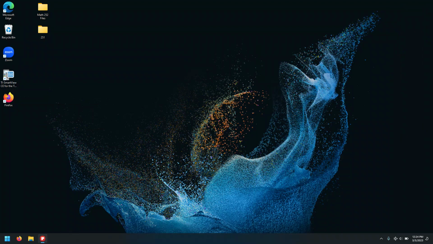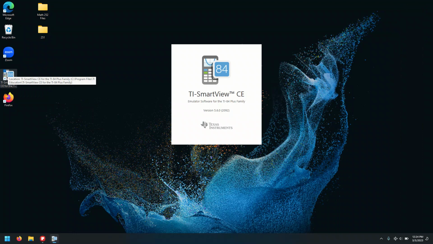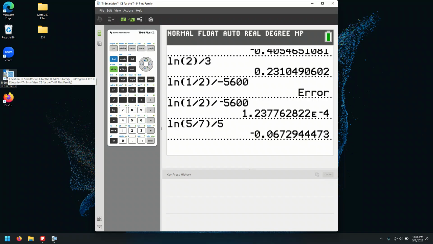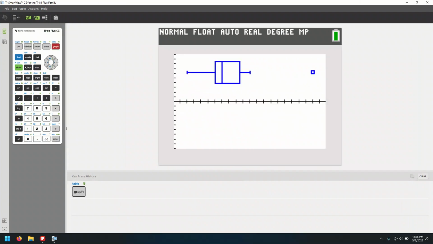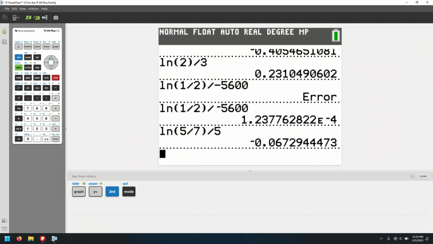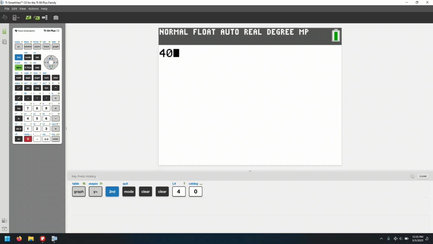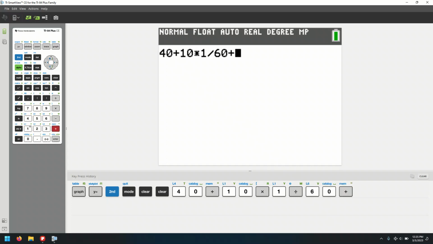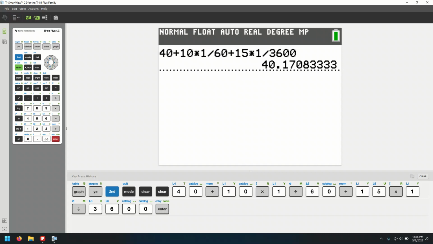All right, how do we do this in the graphing calculator? Clear all this. So that's going to be 40 plus 10 times 1 over 60 plus 15 times 1 over 3600. Just punch it in the calculator, we should get that result. Okay, 40.1708, rounding to 4 decimal places. The fifth digit is a 3, not big enough to round it up. All right. So this one is fairly easy to do. I mean, it takes only one step, just a multiplication.